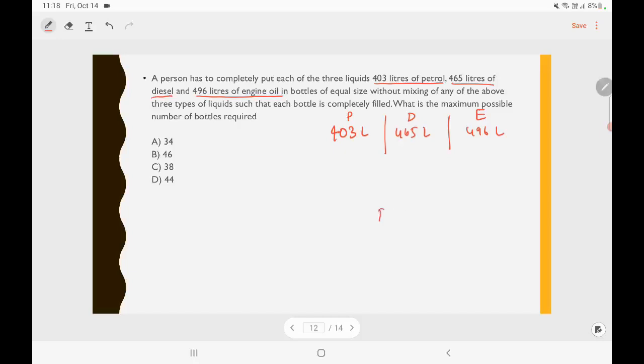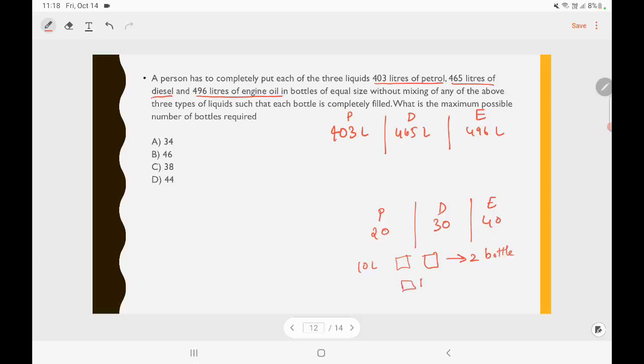So let's say you have 20 liters of petrol, 30 liters of diesel and 40 liters of engine oil. In that case, what should I do? I should take containers of 10 liter size. Okay, let's assume that our containers are 10 liter size. Then you need 2 bottles to fill petrol because there are total 20 liters of petrol. If you take 2 bottles of 10 liter capacity, you can completely fill the petrol.